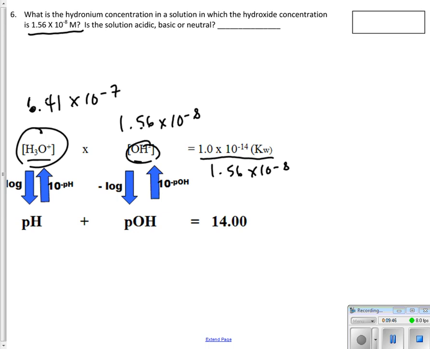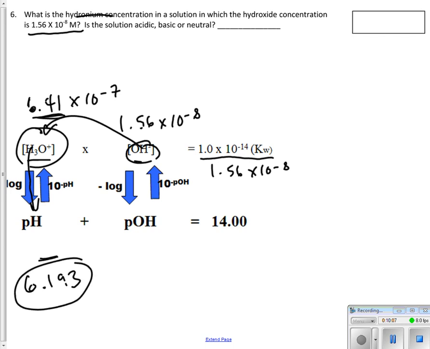If I want to know the pH, if I hop from here to here, which I just did, mathematically I take the negative log, so I hit log, sign change, and my pH now, since I have 3 sig figs here, my pH value has to have 3 decimal places. So it's going to be 6.193 would be my pH in that case. Okay? Again, pH line. Next one.